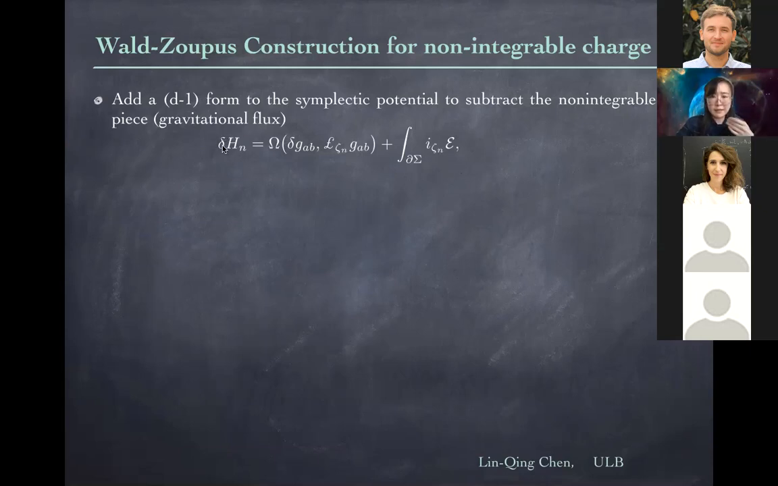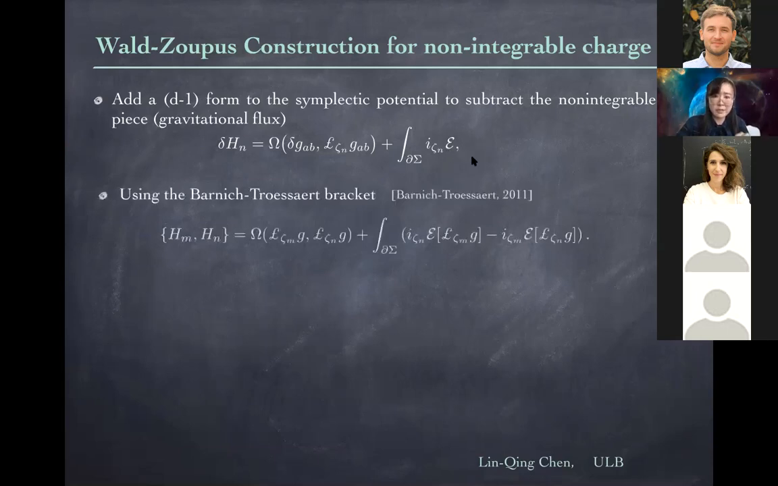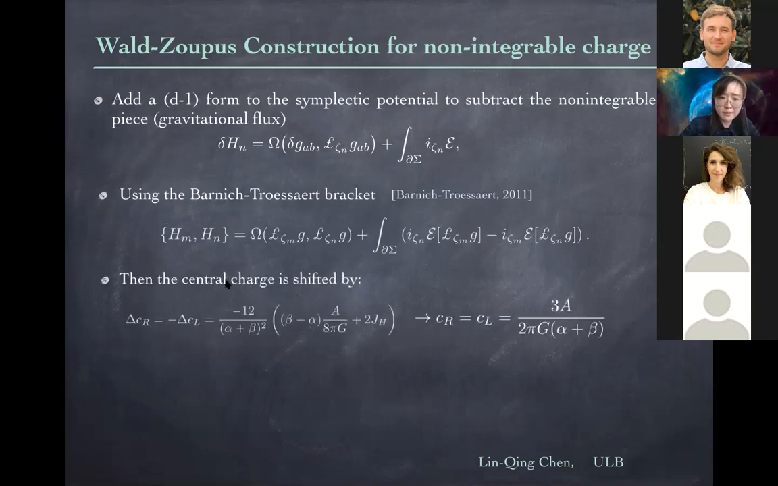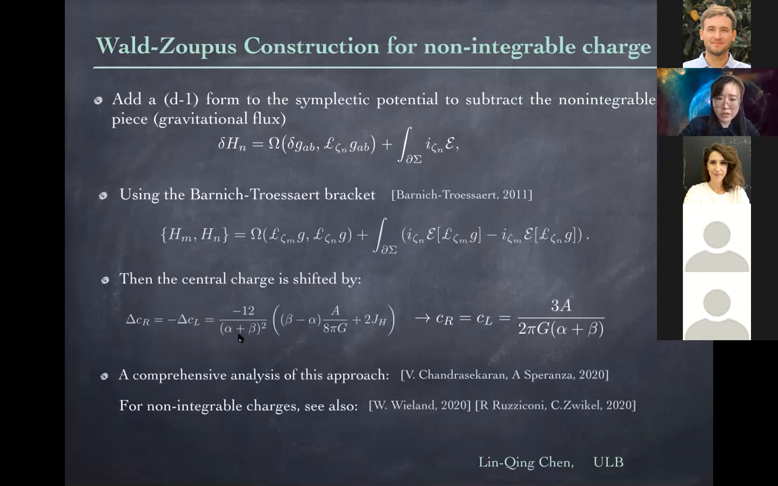So then this delta becomes an exact form with adding this extra piece of the interior product of the flux in the symplectic potential. And then one needs to use the Barnich-Troessaert bracket, which is different from the Poisson bracket, to calculate the algebra. And then the central charge will have a shift as the inverse to each other. And finally, the central charge will still be proportional to the area.